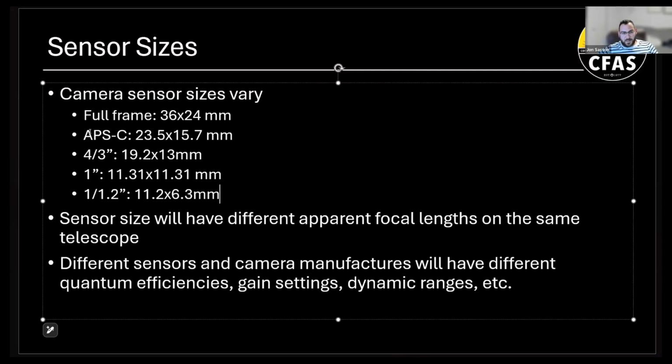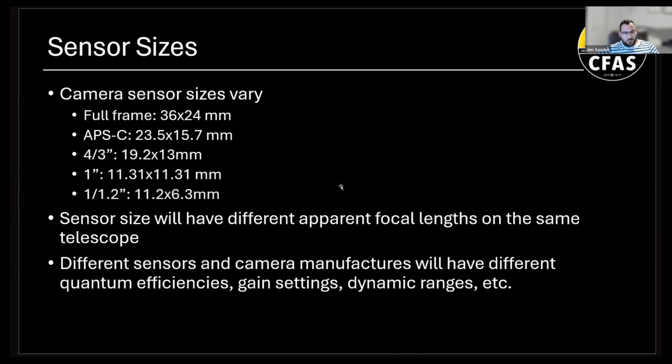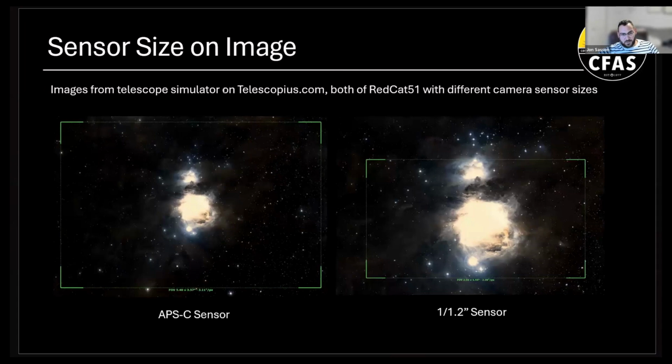So don't expect an APS-C on a Red Cat to give you the same image as this type of sensor on a Red Cat. And that's what I'm showing here. This is from a telescope simulator on telescopios.com. Both of these images assume the 250 millimeter focal length of the Red Cat, and then I have two different camera sensors: that APS-C sensor, or that 1 by 1.2 inch sensor, which is that 585 sensor that's really popular.